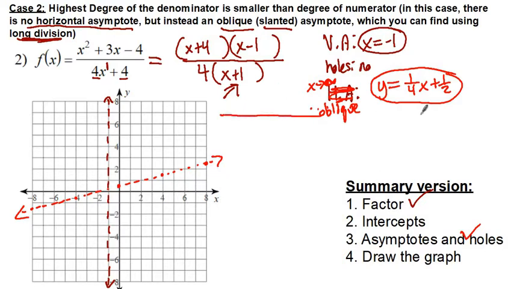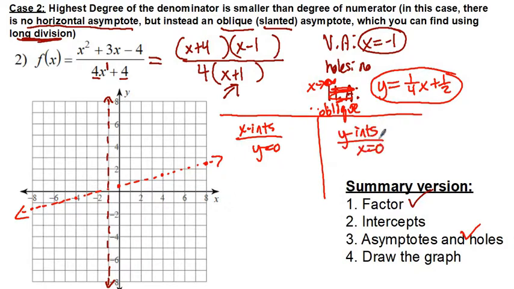Now let's find the intercepts. So the x-intercepts occur when y equals 0, and the y-intercepts occur when x equals 0. So let's start with x equals 0. That's a little bit easier. If you plug in 0 for x here and here, the top would be -4, and the bottom would be +4. So that equals -1 for y. So we're going to have the point 0, comma, -1, and that's going to put us right here.